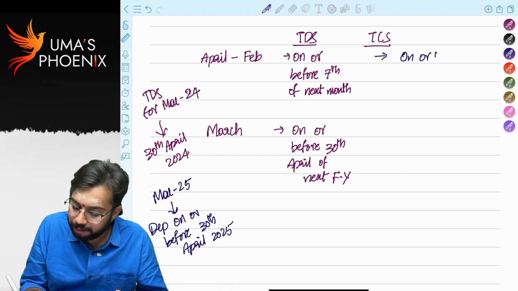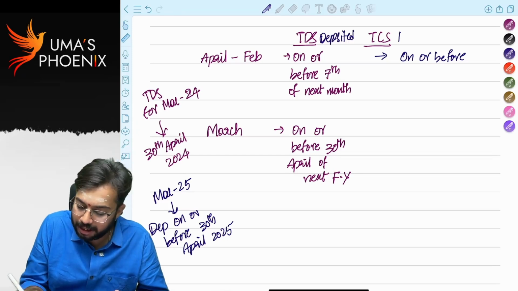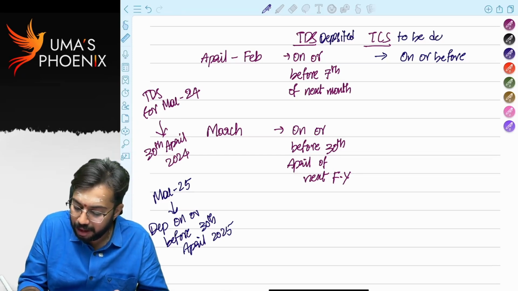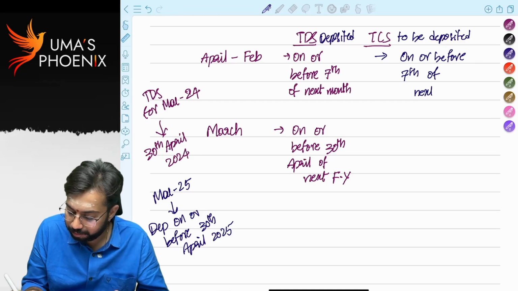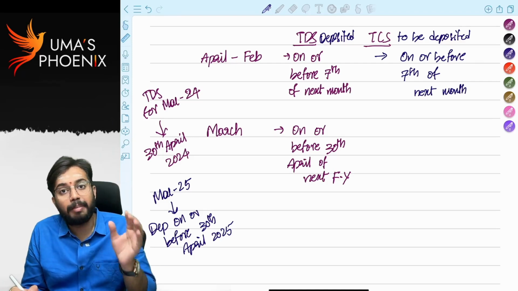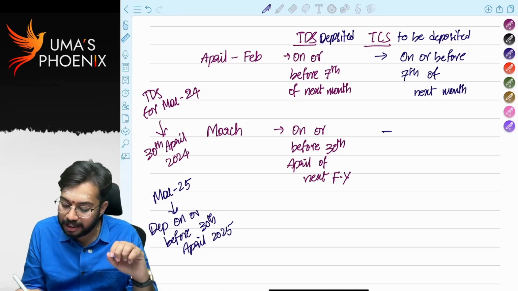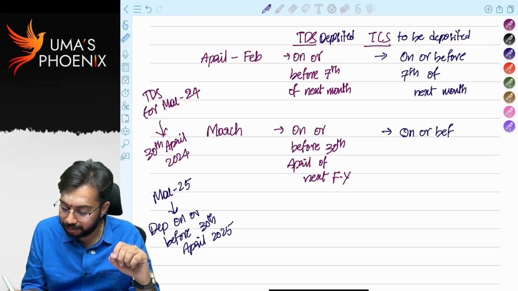On or before... TDS to be deposited, TCS to be deposited. TCS is to be deposited on or before the 7th of the next month. Even if TCS is collected in the month of March also, the TCS is to be deposited on or before the 7th of the next month.